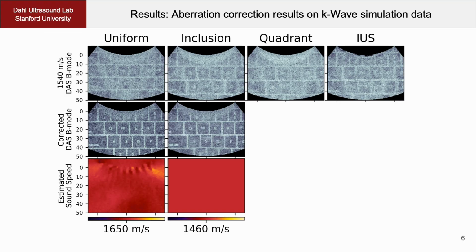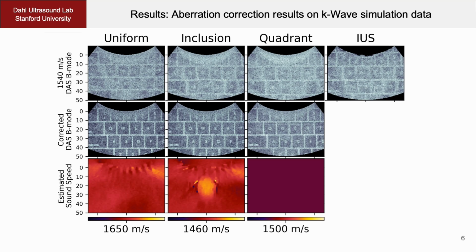The circular inclusion example was also initialized close to the ground truth value of 1460 meter per second, resulting in good global correction. However, letters in the 4th row were not legible until the distributed aberration correction process occurred.